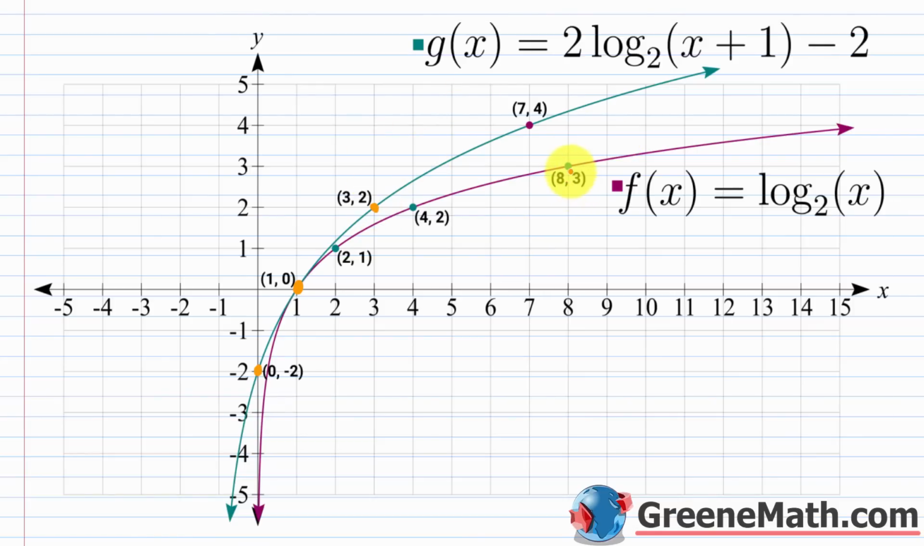So now we have this 8, 3. Again, I'm going to shift 1 unit to the left. So that's going to put me right there. So now it would be at 7, 3. And then I'm going to multiply that y value of 3 by 2. So that's going to put me off my graph. Let's just say it's right there.